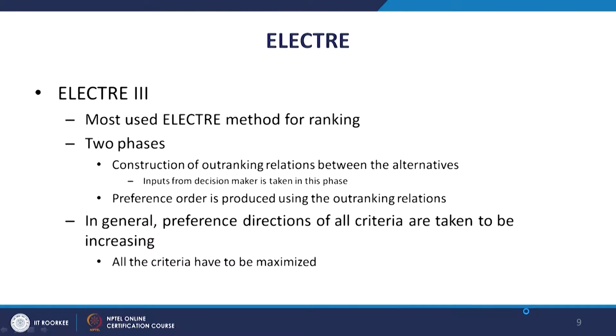Then we started our discussion on ELECTRE III in more detail. We talked about two particular phases. In the first phase we do construction of outranking relations, and in the second phase we exploit the output of the first phase, the outranking relations, to produce a preference ordering. We also said how the compensation effect is avoided, because preference direction is generally taken for the increasing side for all the criteria. Then at the last part of the lecture we were discussing outranking relation.